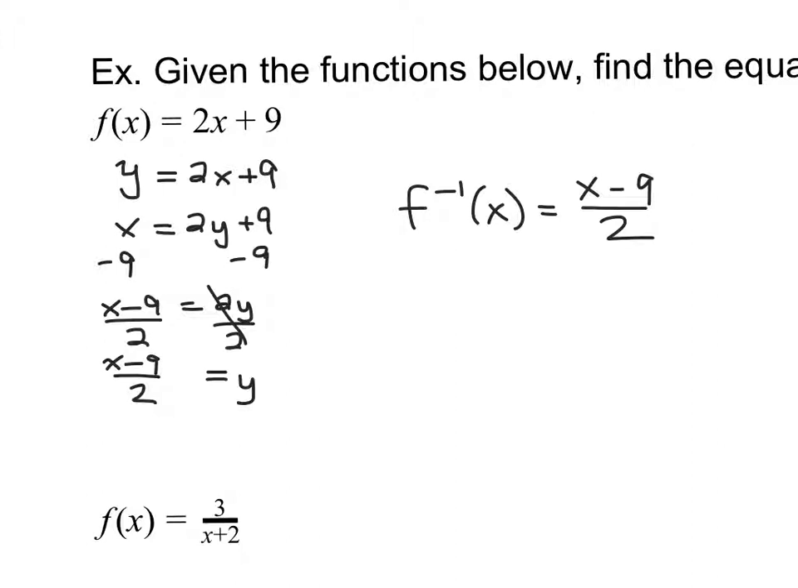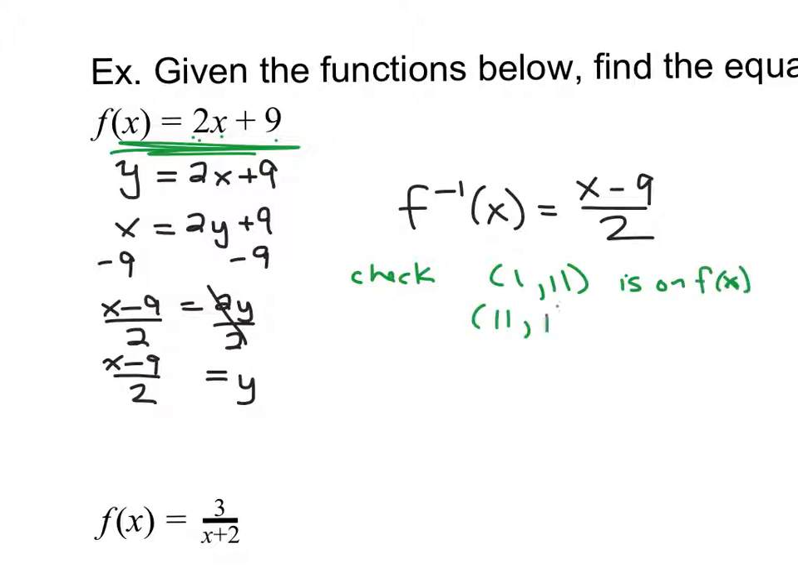Now, a quick way to check this, not a very thorough check, but we can do a real quick check. I'm going to take my original function f of x, and I'm just going to pick a point. So let's take the point 1. So if I put 1 into f of x, 2 times 1 plus 9 is 11. So (1, 11) is on f of x. So if that's true, then (11, 1) should be on f inverse. So we can check, if we plug in 11 in the inverse, do we get 1? Well, we get (11 minus 9) over 2, which is 2 over 2, which is 1. So at least for that one point, it seems that our inverse is correct.